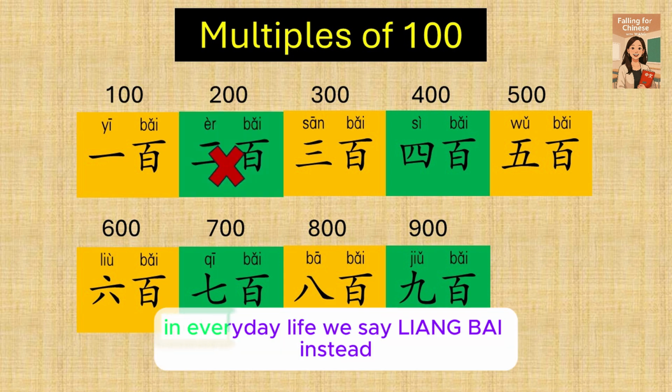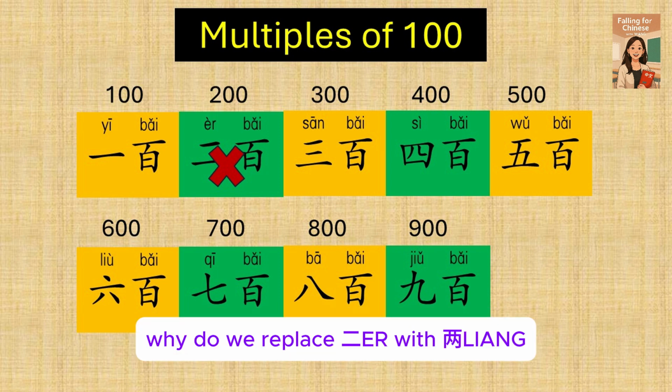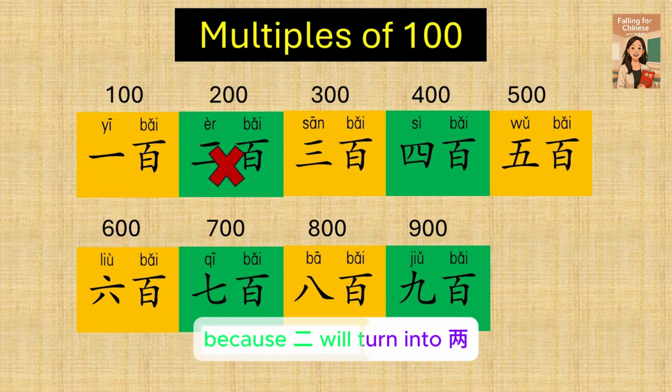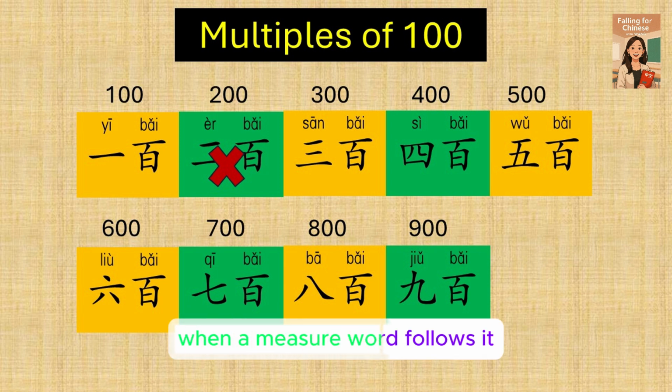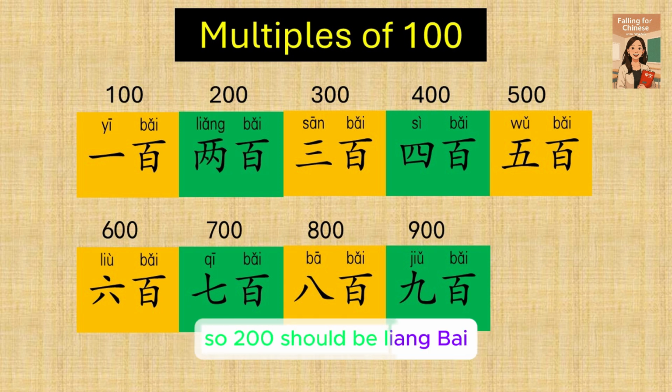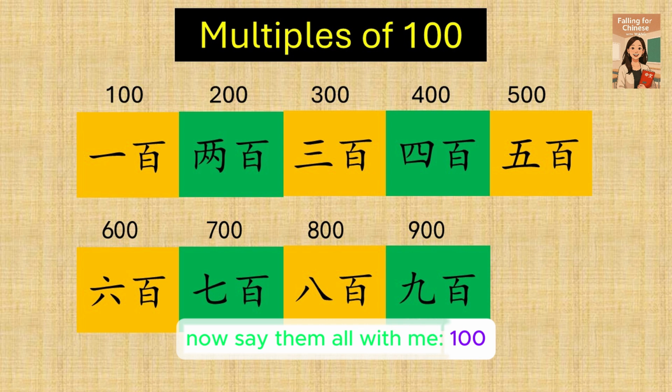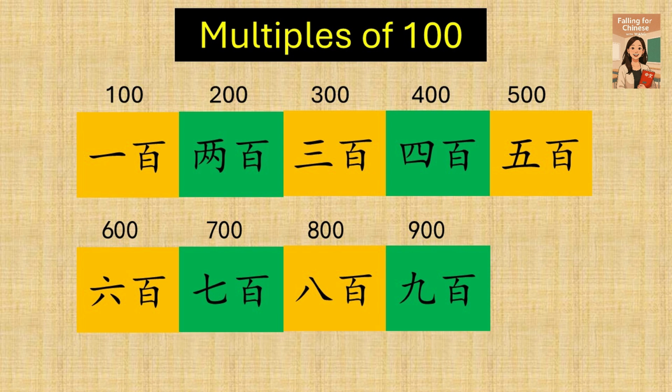No. In everyday life, we say 两百 instead. Why do we replace 二 with 两? Because 二 will turn into 两 when a measure word follows it. 百 is also a measure word. So 200 should be 两百. Now say them all with me. 100, 200, 300, 400, 500, 600, 700, 800, 900.